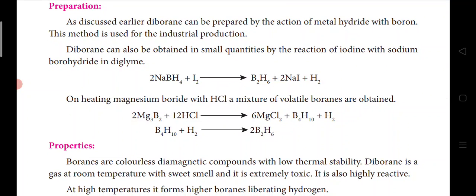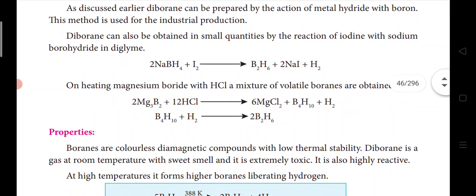So we have sodium borohydride, NaBH4, in reaction with iodine will give B2H6, diborane, and also we can prepare it on heating magnesium boride with HCl. A mixture of volatile boranes is obtained. So with sodium borohydride in diglyme, it is another reagent there, or otherwise you can heat magnesium boride with HCl to give these volatile boranes.